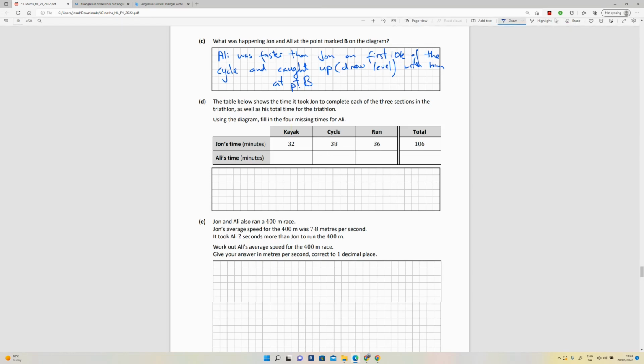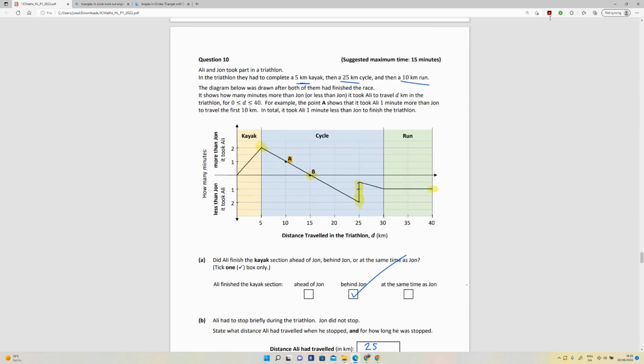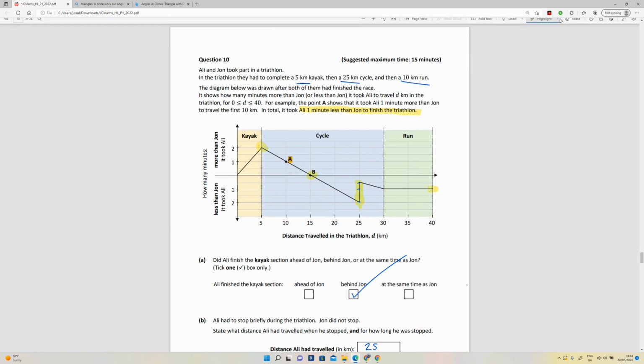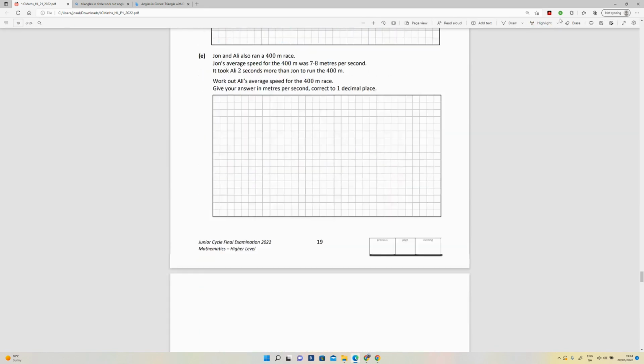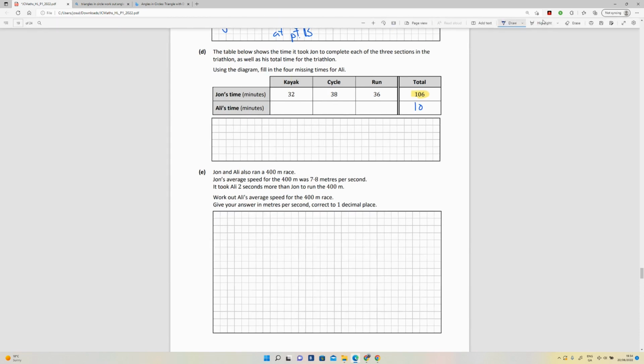Okay, so part B. The table below shows the time it took John to complete each of the 3 sections of the triathlon as well as his total time. Okay, so his total time was 1:06. Now it said in the question above that Ali took 1 minute less than John to finish the total triathlon. So we actually know already that this figure here is 1:05. Use the diagram to fill in the missing time. So we've got that one.